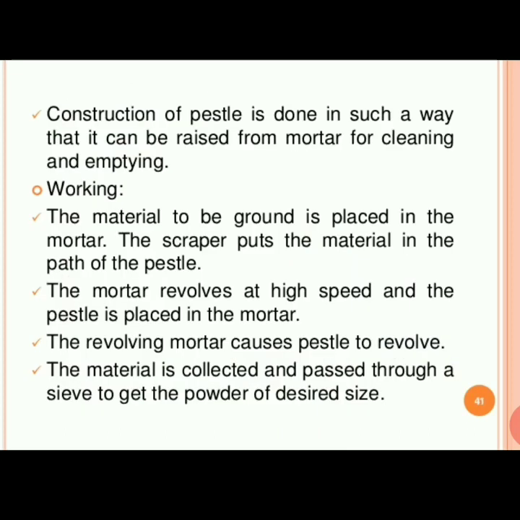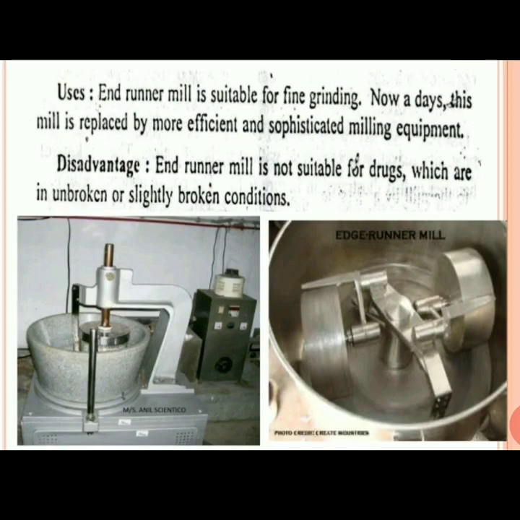Then what are the uses of the end runner mill? It is suitable for fine grinding purposes. Nowadays this mill is replaced by more efficient and sophisticated milling equipment. Also, what are the advantages of this mill? It is used for fibrous materials, bark, woods, fruits, also leaves, etc. Also, wet grinding with very viscous materials such as ointments and pastes is also possible with this end runner mill.